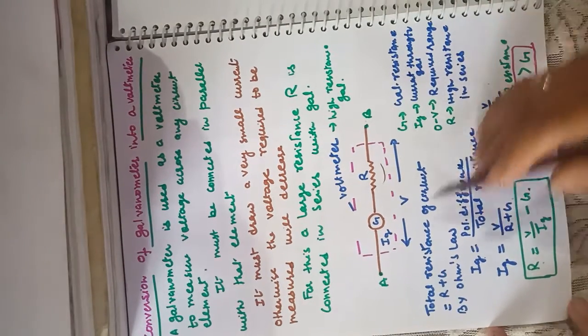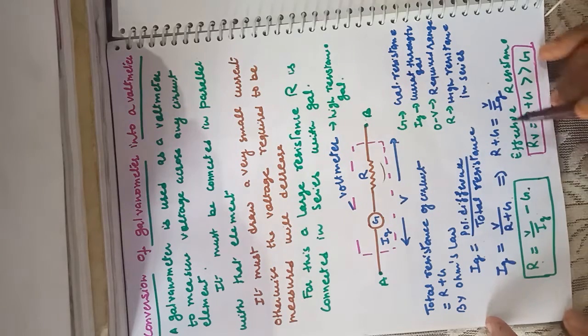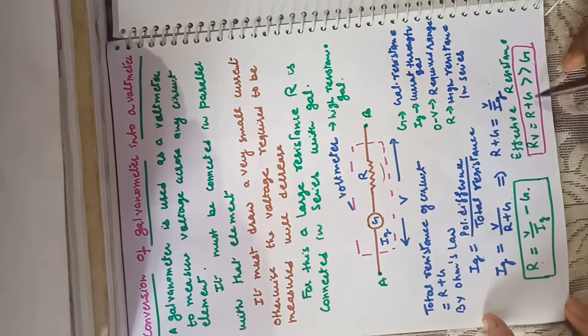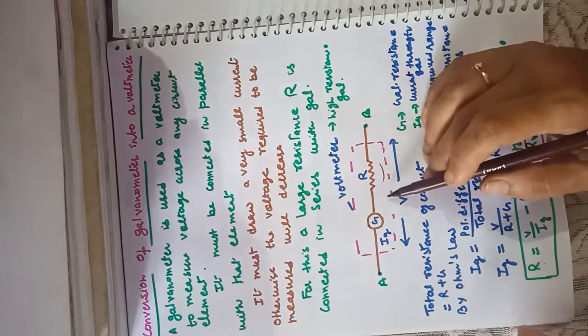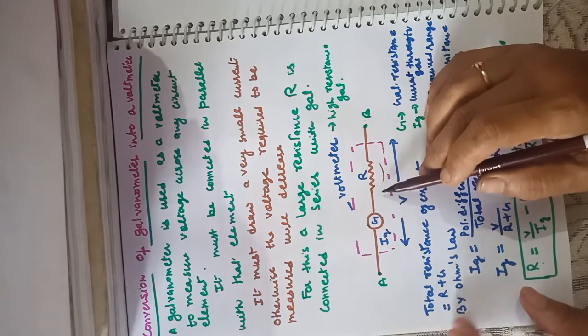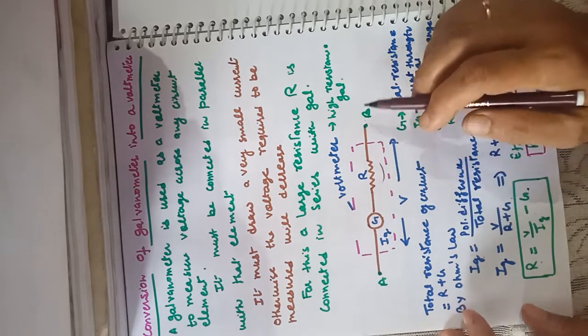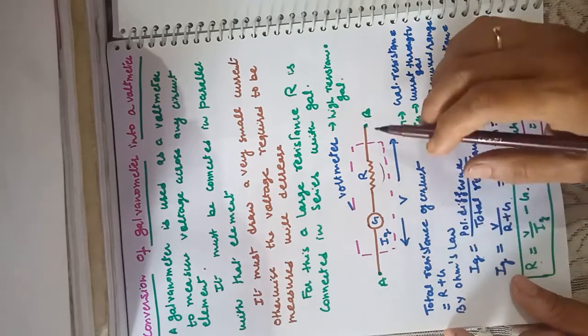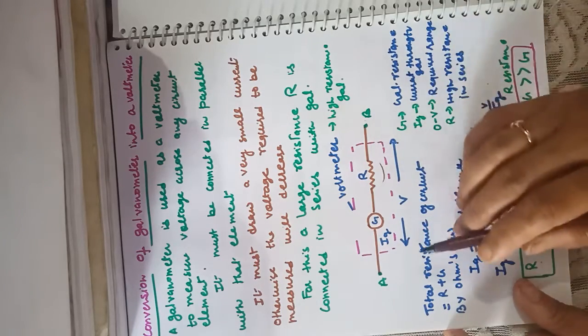And now when you calculate the total resistance of the circuit, it should be the voltmeter resistance RV, R plus capital G. So R plus capital G should be greater than capital G, so that a very negligible amount of current flows through it, and it can measure the required range of the voltage across the 2 points in the circuit.